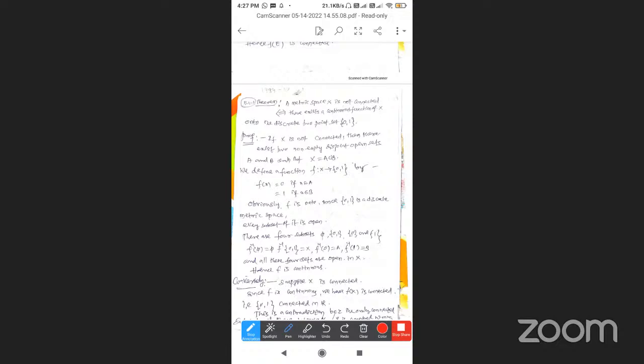A metric space X is not connected if and only if there exists a continuous function of X onto the discrete two-point set {0, 1}. Proof: if X is not connected, then there exist two non-empty disjoint open sets A and B. So X is equal to A union B.